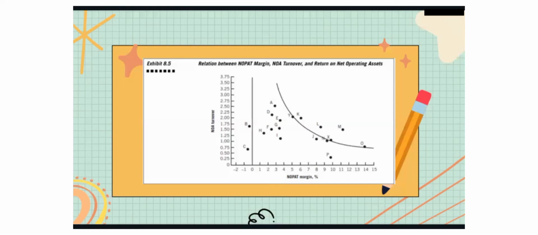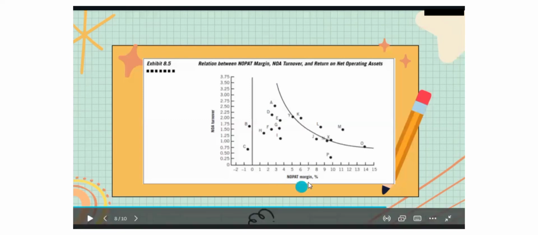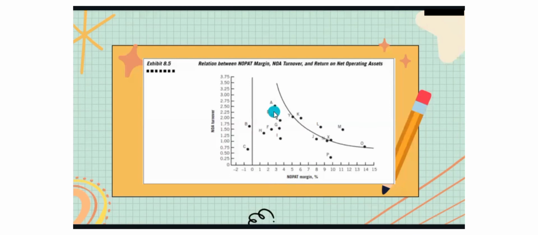The curve slopes from the upper left corner of low NOPAT margin and high NOA turnover, I mean this point, and then to the lower right corner of high NOPAT margin and low NOA turnover, I mean around this one.